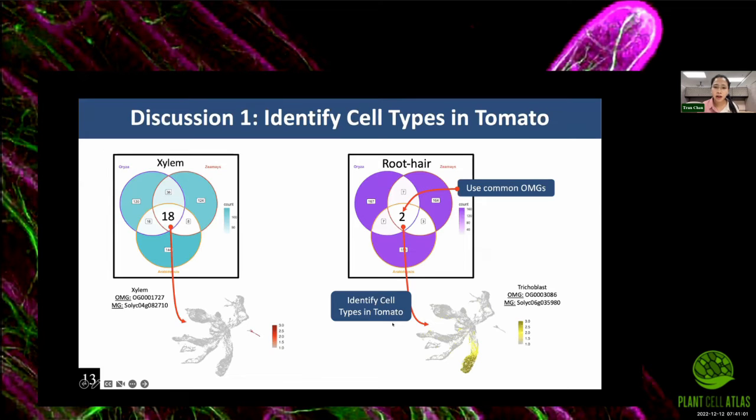the cell type in a non-model plant. And the non-model plant in this study is tomato. You can see the 2 figures in the slide showing that after we have the list of conserved OMG among 3 plant species, we can use it to identify the xylem and the drygoblash or root hair in tomato.